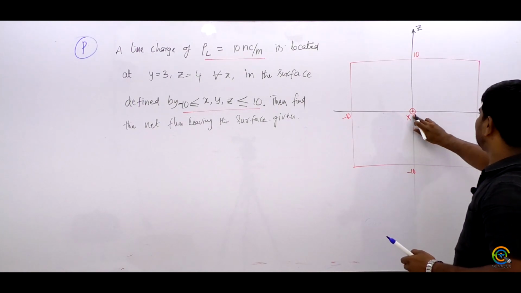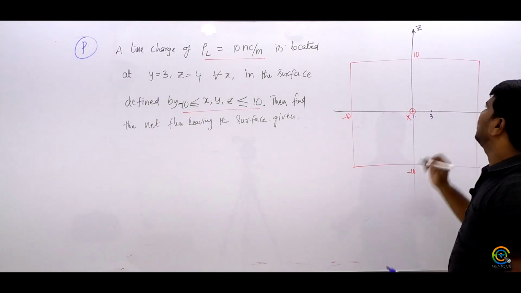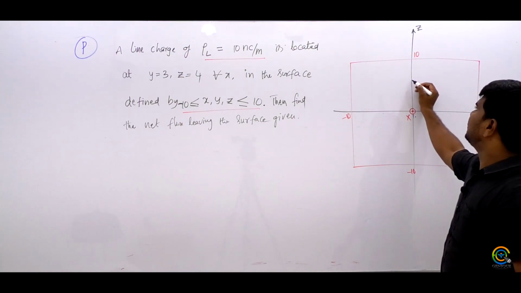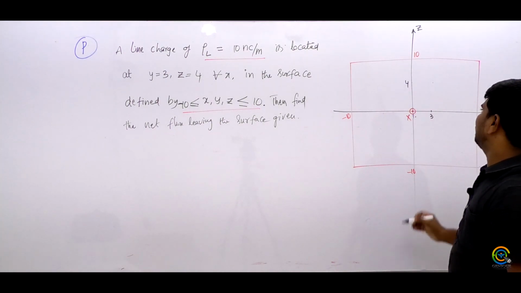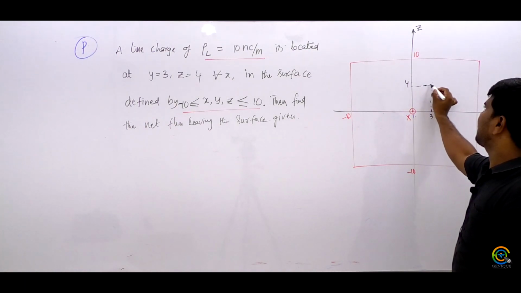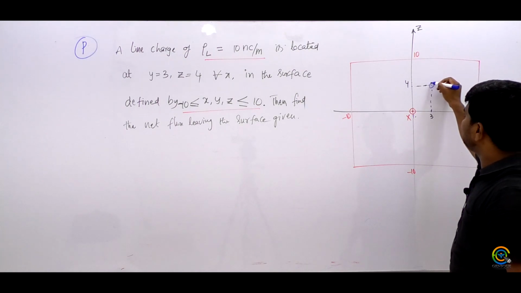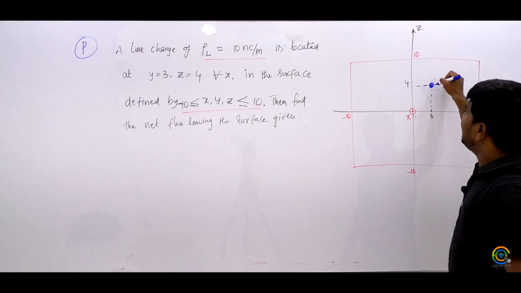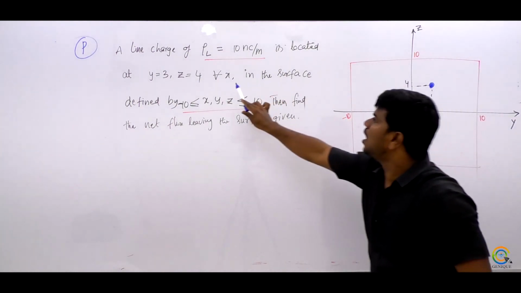Okay, y equals to 3 means somewhere it will be. It is y equals to 3. Okay, z equals to 4. Z equals to 4 means somewhere it will be. So here it is z equals to 4, like this. Okay. So here at this place, what is this? It is line charge. Line charge is placed for all x.